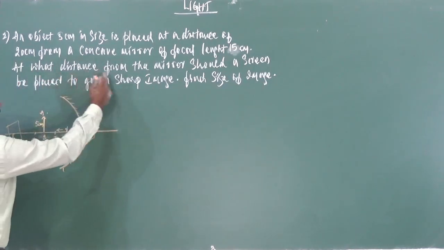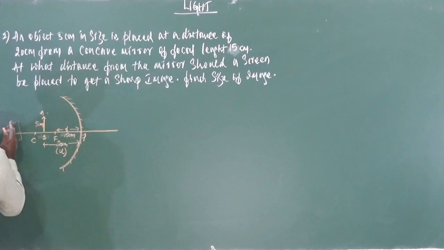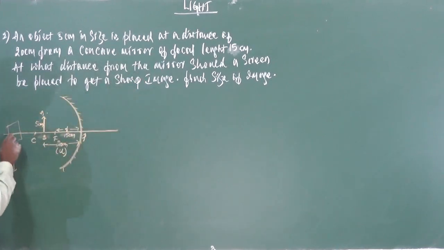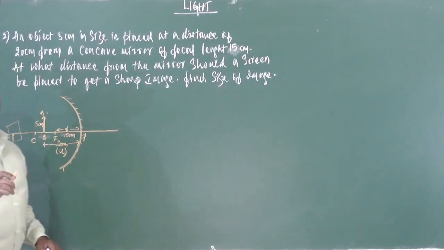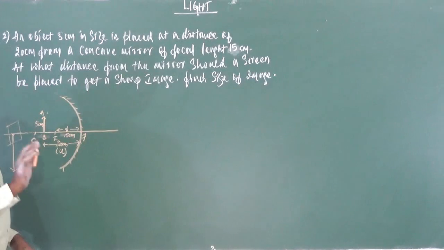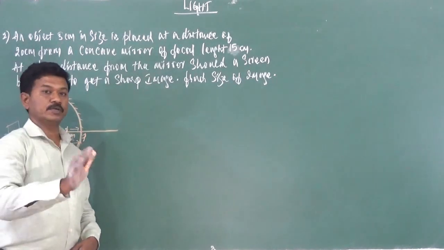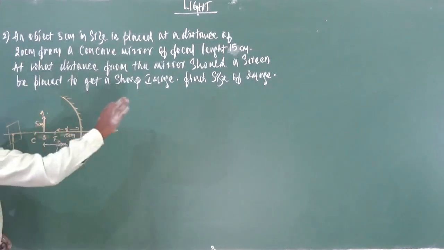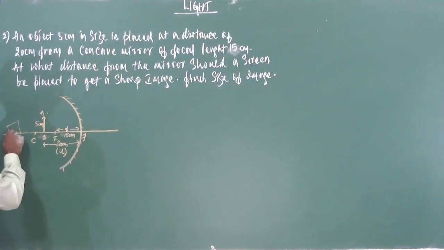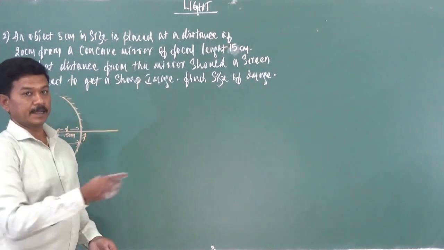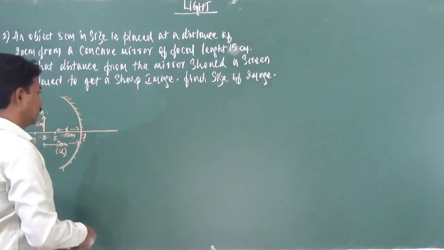So at what distance from the mirror should a screen be placed to get a sharp image? So it's nothing but at what point in front of the mirror the image is formed. That's the question here. So where the image is formed, at that point you are going to keep the screen to get the sharp image. So find the size of the image. You have to find the value of h dash. So size of the image means it is the height of the image. Both are one and the same.